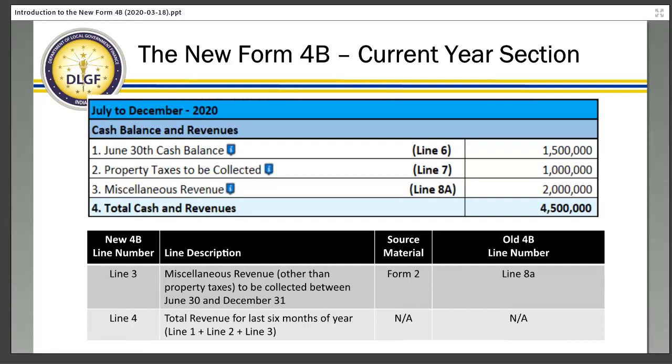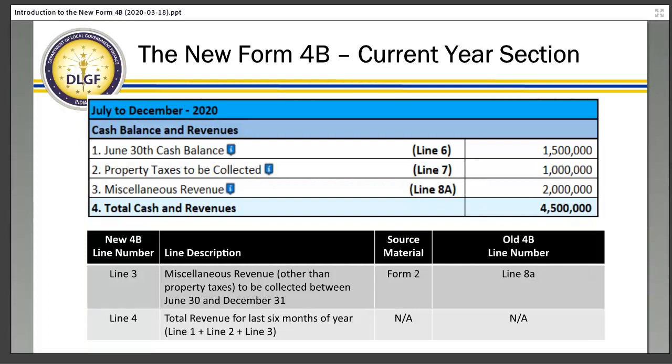The third line that we're going to be taking a look at in this subsection is your miscellaneous revenue. Source material is going to continue to be the form 2. This used to be line 8A on the old format. We're going to move that into the third position. Line 4 is our first subtotal. And so beginning with our cash balance, adding in our property tax to be collected, adding in our miscellaneous revenue to be collected in the next 6 months, this unit, if they didn't make another expenditure this year, would see their cash balance raised to $4.5 million. So that was subsection 1.